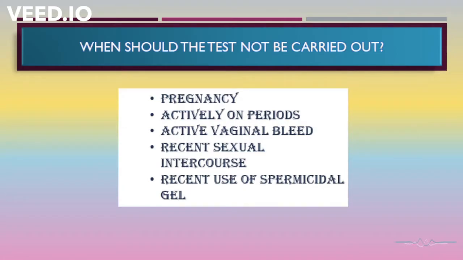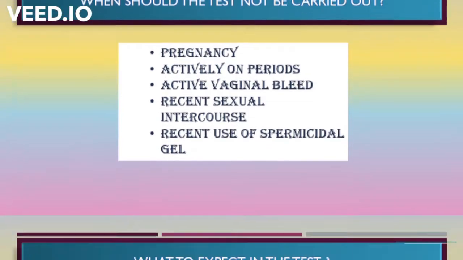So when should the test not be carried out? If there is pregnancy, if the patient is actively on periods or having active vaginal bleed, any recent sexual intercourse, and any recent use of spermicidal gel.